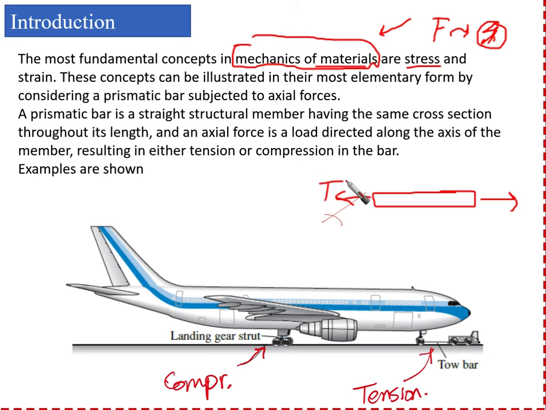Let's assume that it is under tension. We're going to find that this bar is going to change under this tensile force, and it is going to be deformed by some elongation from both sides, for example. This is what we mean by the strain, as I'm going to define it later.